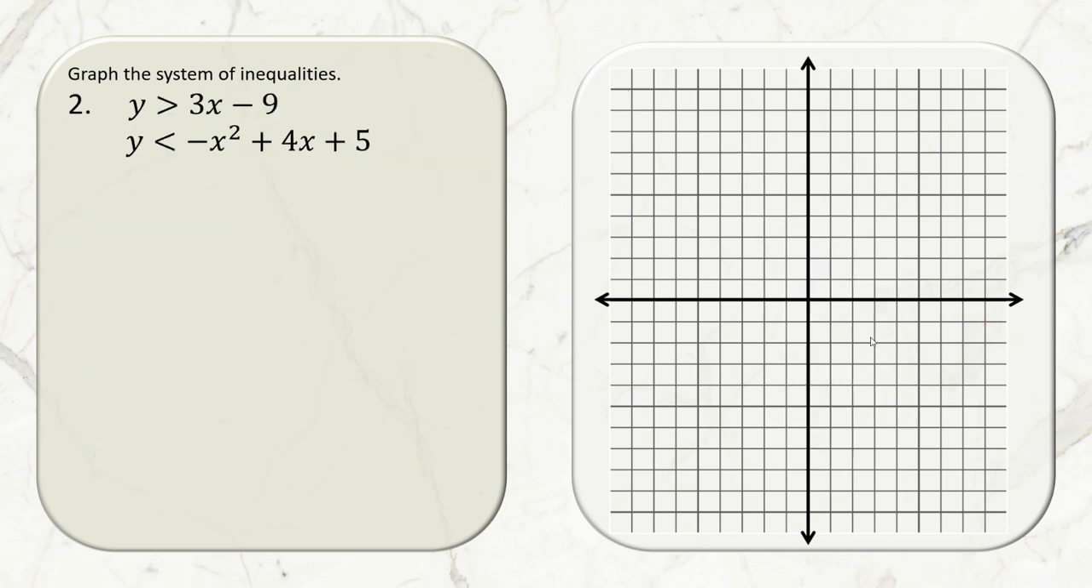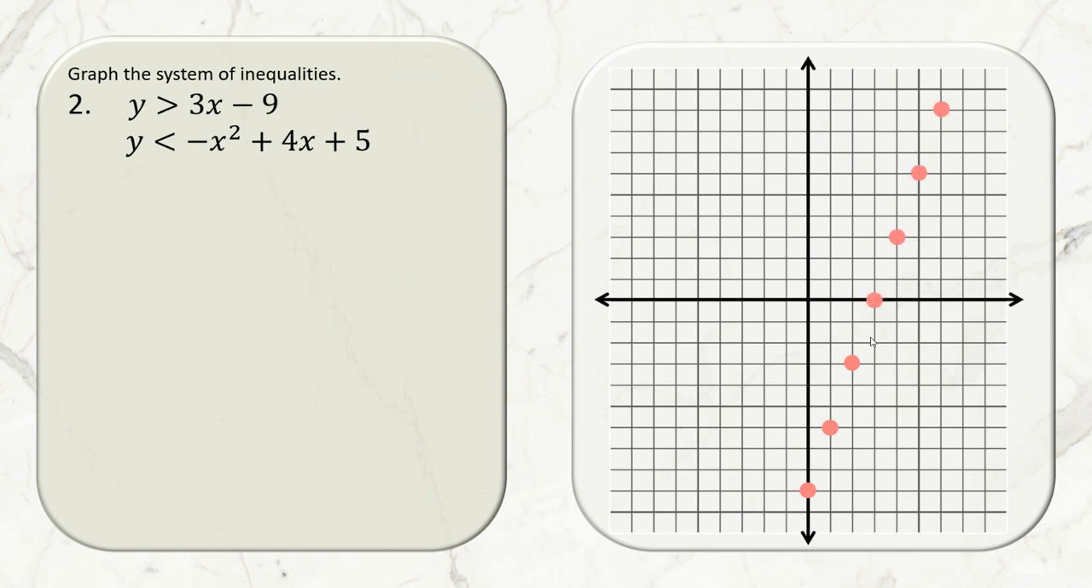So, looking at the next one, we have y is greater than 3x minus 9. Okay? When we look at this one, we know that our y-intercept is going to be at the point negative 9. Okay? So that's that point that we just plotted right there. That's our y-intercept. Okay? Now, our slope is 3, so we're going to go up 3, right 1, up 3, right 1, up 3, right 1, until we can't anymore.